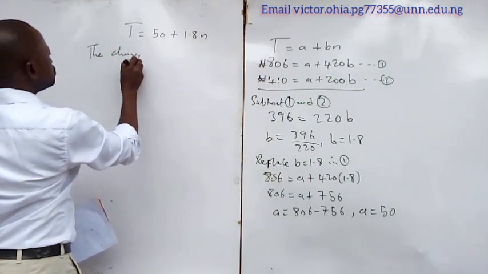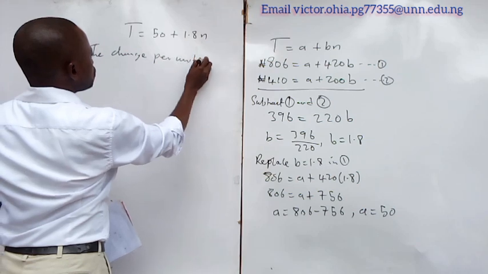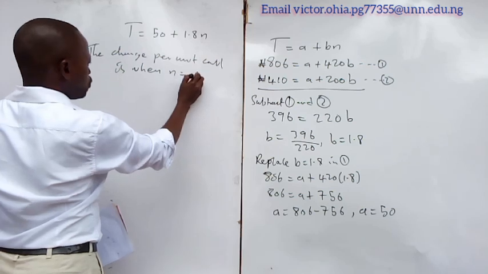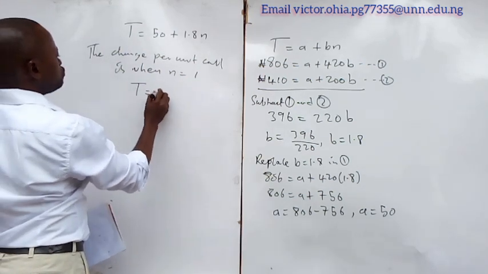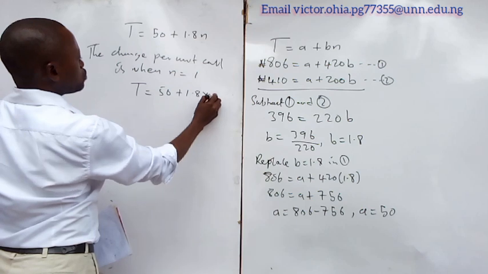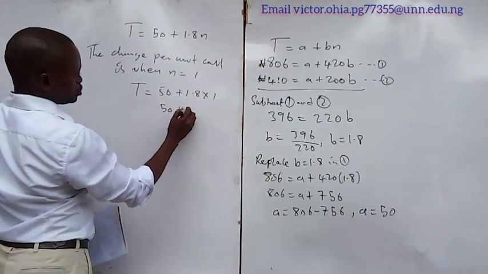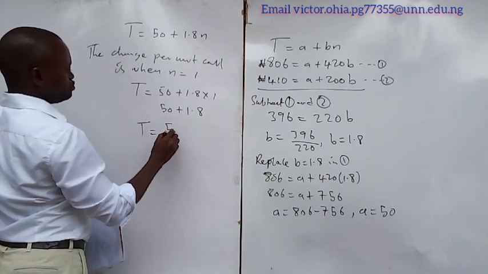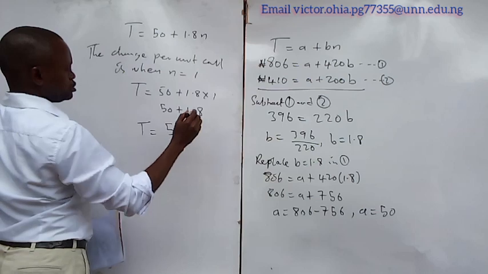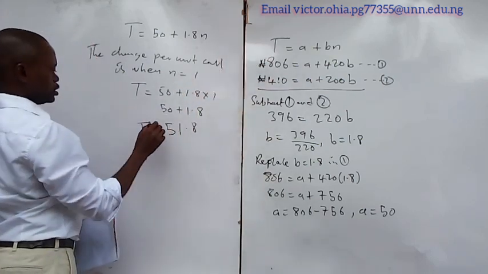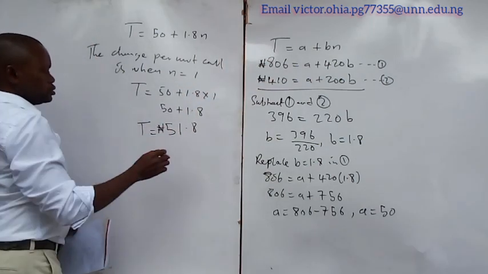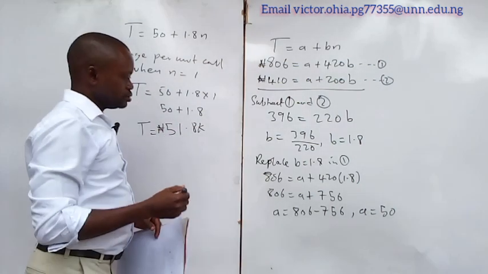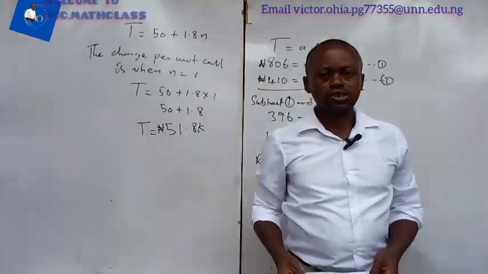The charge per unit call is when n is equal to 1. So T equals 50 plus 1.8 times 1, which is 50 plus 1.8. Of course, T will be 51.8. The unit of measurement, you attach it. Students forget, so I can also attach naira here. I'm sure you know what I did. So this is this question.